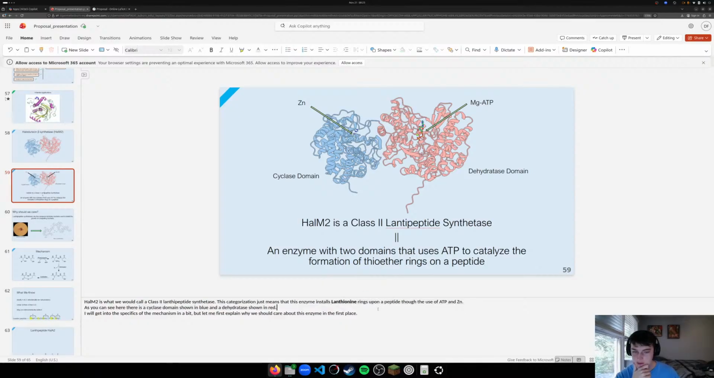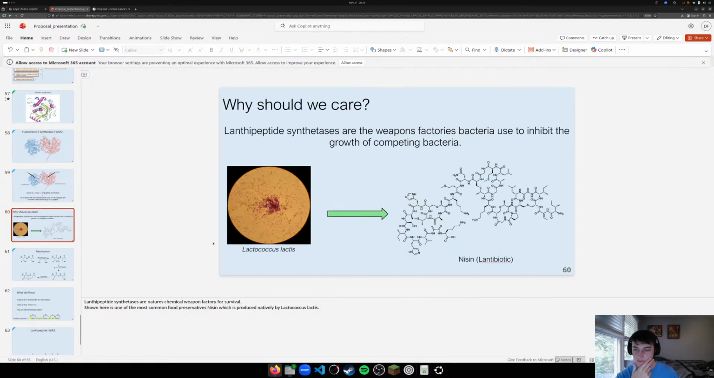It installs the ring structures upon the peptide and uses ATP. So you see here the cyclase domain is blue, the dehydratase is in red. I'll get into specifics, but let me explain why I showed the enzyme in the first place. Lanthipeptide synthetases are nature's chemical weapon factory for survival. Shown here is one of the most common preservatives, nisin, which is produced natively.